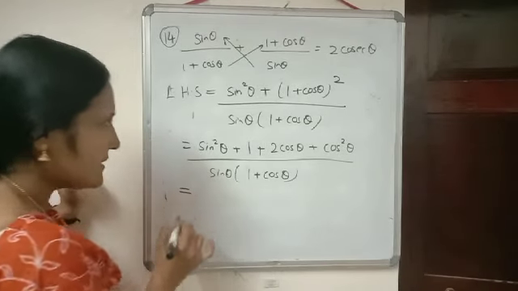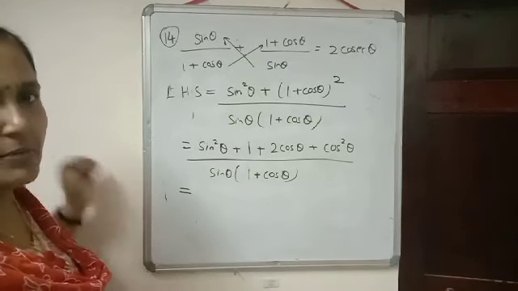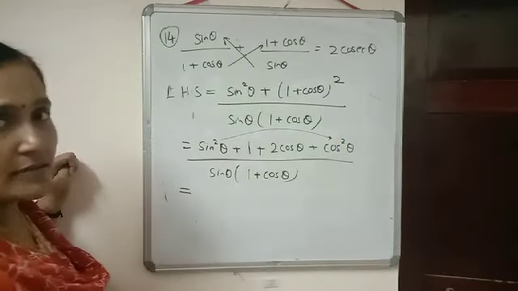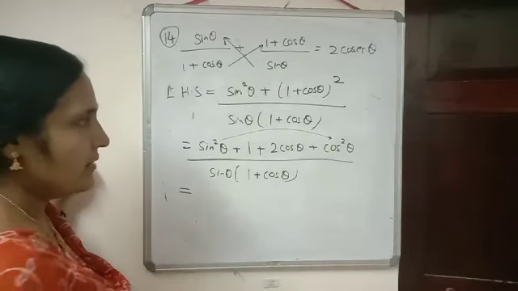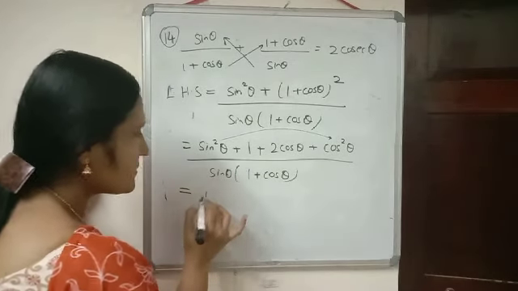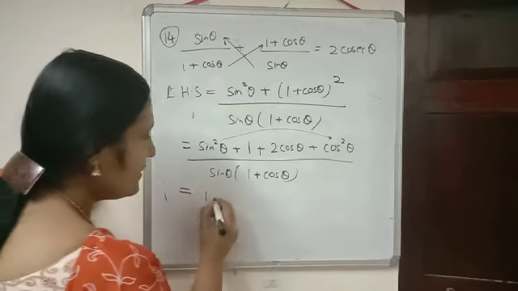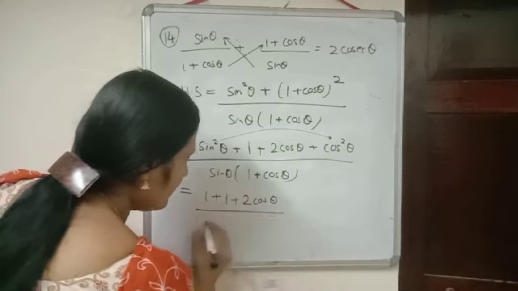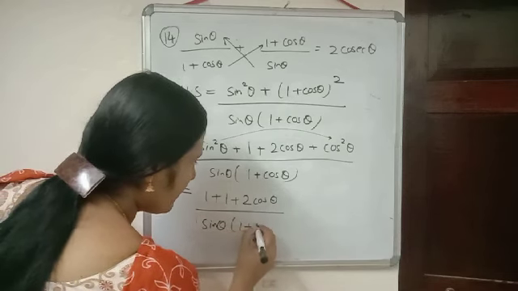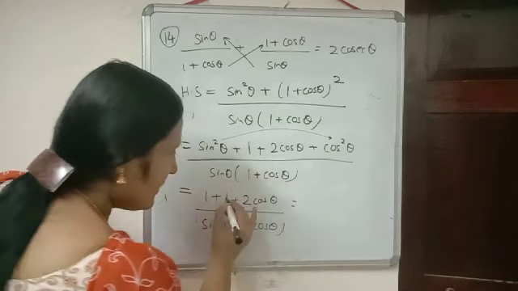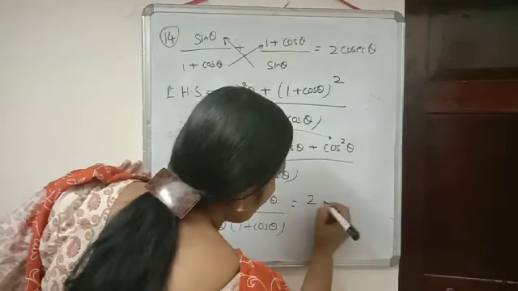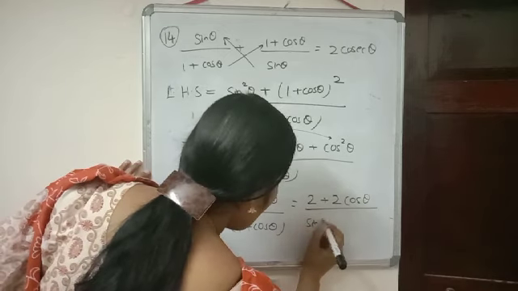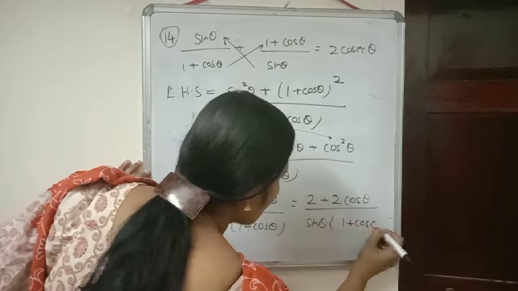Now in the numerator, can we use any trigonometric identity anywhere? Yes, sin square theta plus cos square theta is equal to 1. So in place of sin square theta plus cos square theta, I have written 1. Then remaining is 1 plus 2 cos theta by sin theta into 1 plus cos theta. 1 plus 1 will be equal to 2. So we are getting here 2 plus 2 cos theta by sin theta into 1 plus cos theta.